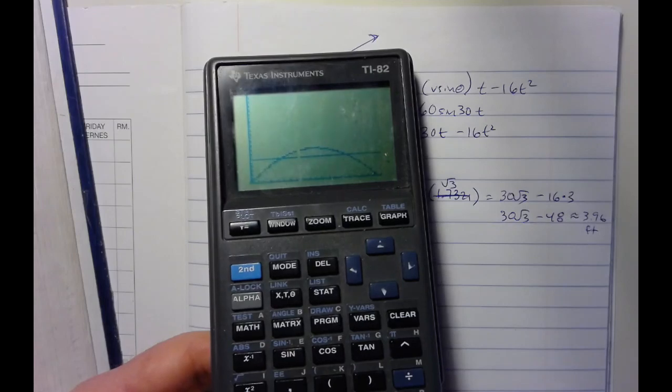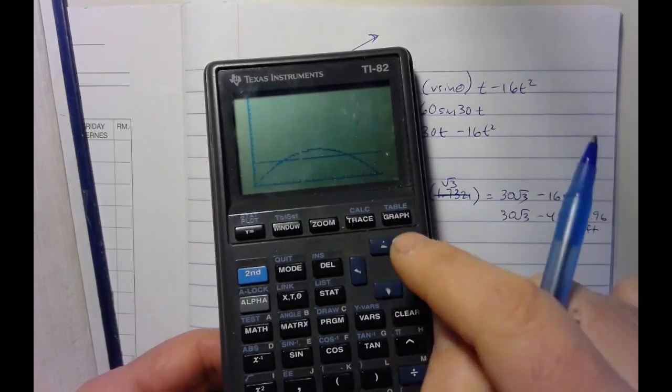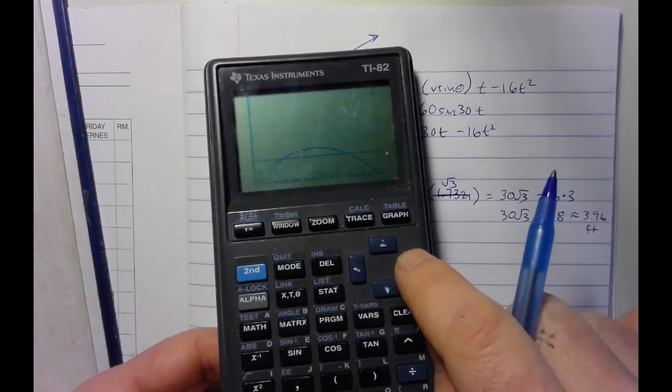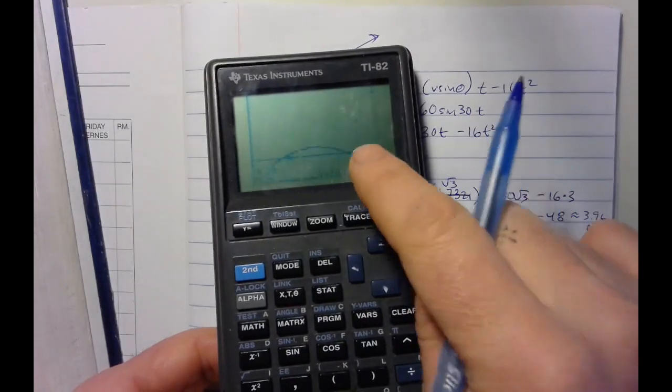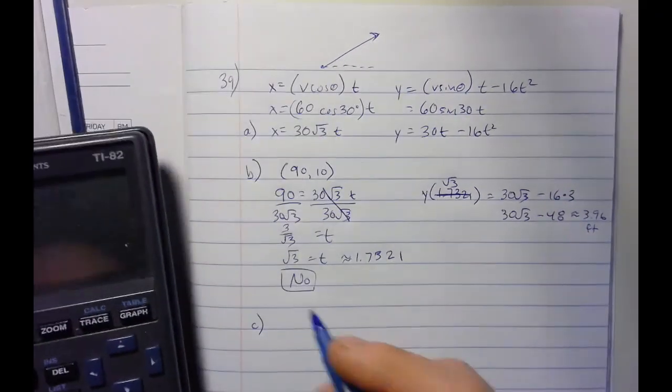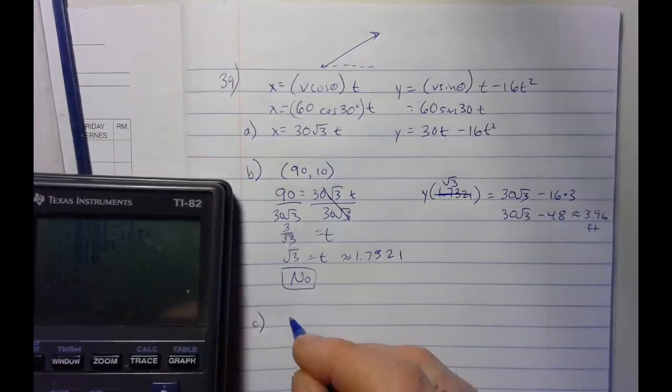Okay, so now we can see, hey, there's that. So if we trace it, see, there's the height of 10 feet. So, and you can see that it dipped down pretty soon. So there's my equation that I could use. So C, my x equation could be something.